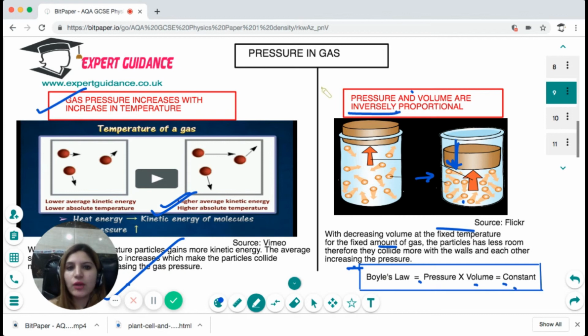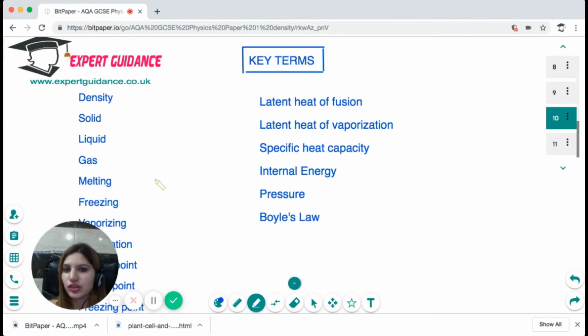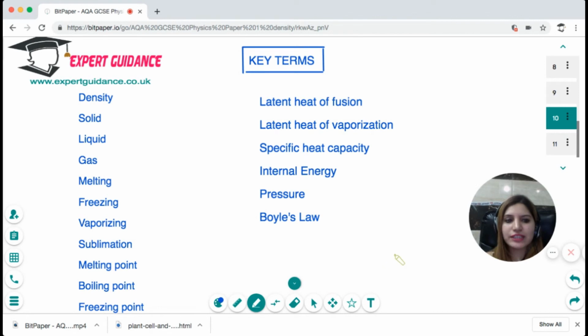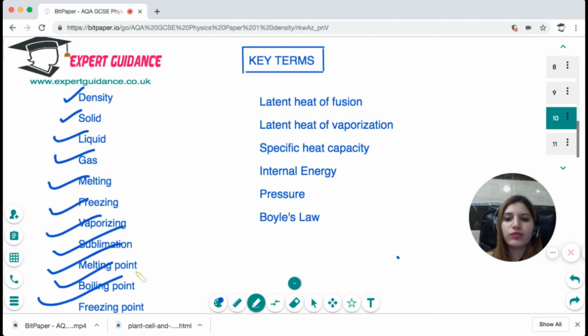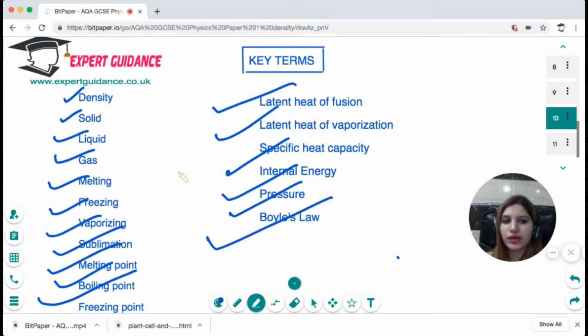Okay, so I hope this relationship of pressure and volume and the pressure and temperature is clear to you. Okay, so I hope you have understood this unit. Now let us look at the key terms which you should know now. Density, solid, liquids, gas, melting, freezing, vaporizing, sublimation, melting point, boiling point, freezing point, latent heat of fusion, latent heat of vaporization, specific heat capacity, internal energy, pressure, and Boyle's law. Okay, so I hope all these key terms are clear to you.